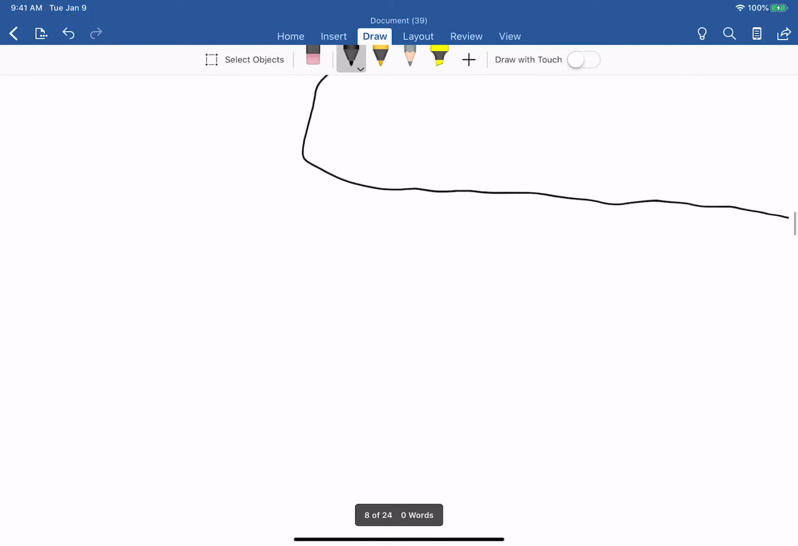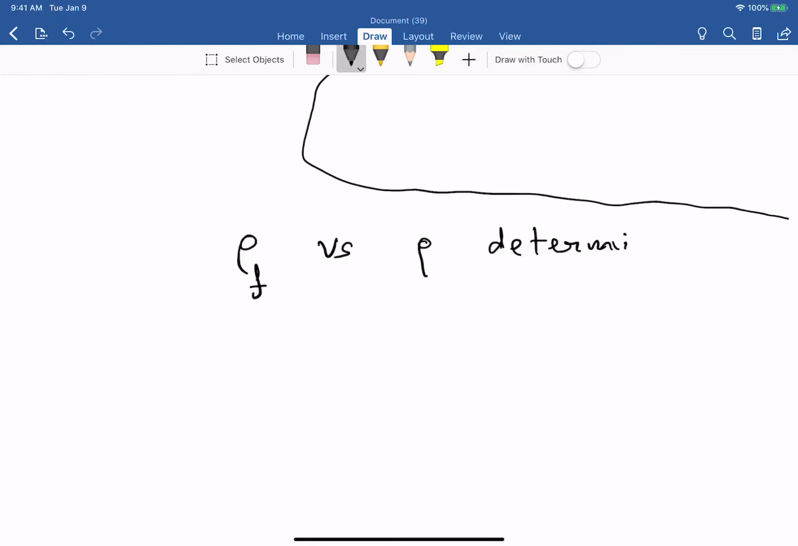All right. So the important takeaway from this slide is the density of the fluid versus the density of the object immersed in the fluid. I have a little typo in my PowerPoint. I'll fix that after I record this lecture. It says rho L versus rho S, so what I meant there is rho versus rho F. So the density of the fluid versus the density of the object determines whether an object will float or sink.